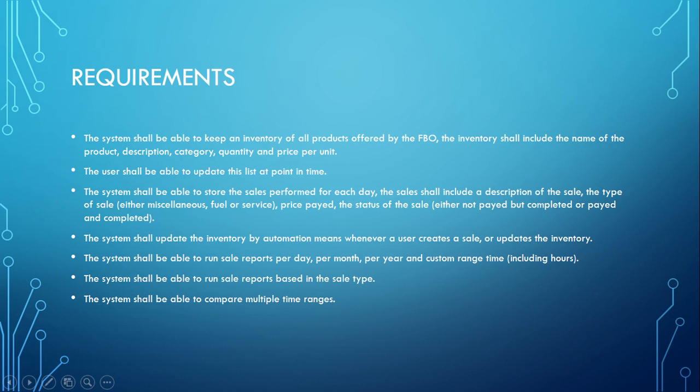The system shall be able to store sales performed each day. Sales include a description of the sale, the type of sale, either miscellaneous, fuel or service, the price paid, and the status of the sale, either not paid but complete or paid incomplete. The system shall update the inventory by automation, meaning whenever a user creates a sale or updates the inventory. The system shall be able to run sales reports per day, per month, per year, and custom time range including hours. The system shall be able to run sales reports based on the type of sale. The system shall be able to compare multiple time ranges.